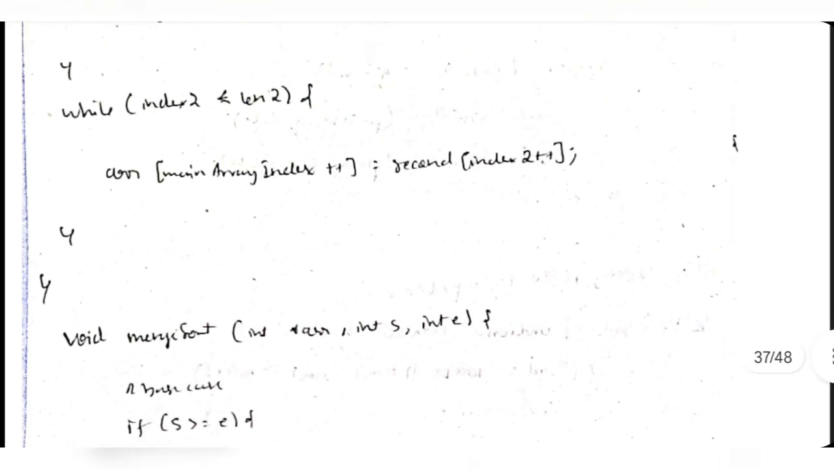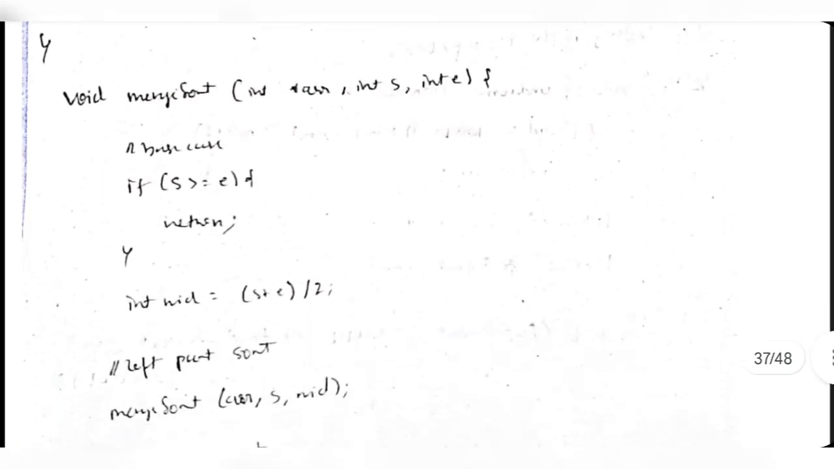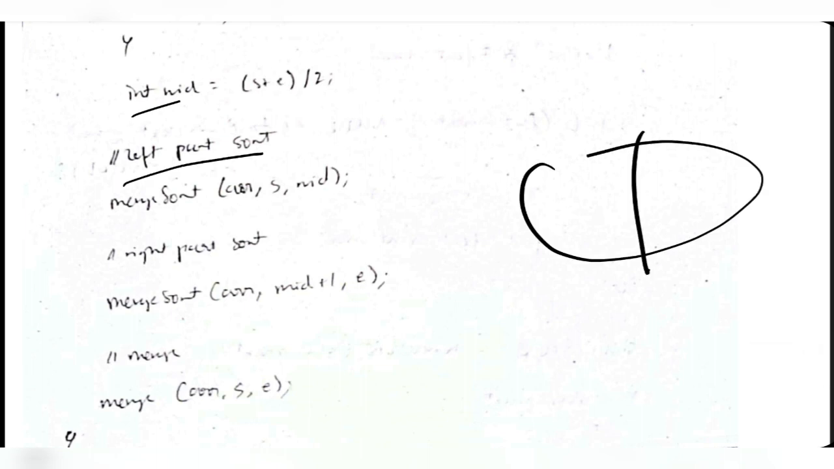So first we'll be checking if s is greater than or equal to e, then return. Else we'll be calculating the middle value, and we'll be calling the left part. After we have calculated the middle value, we have to call the merge sort from 0 till M. S is the starting point and M is the middle point. So the array is getting passed and this part is getting passed in the merge sort, and then the right part is getting passed into the merge sort.